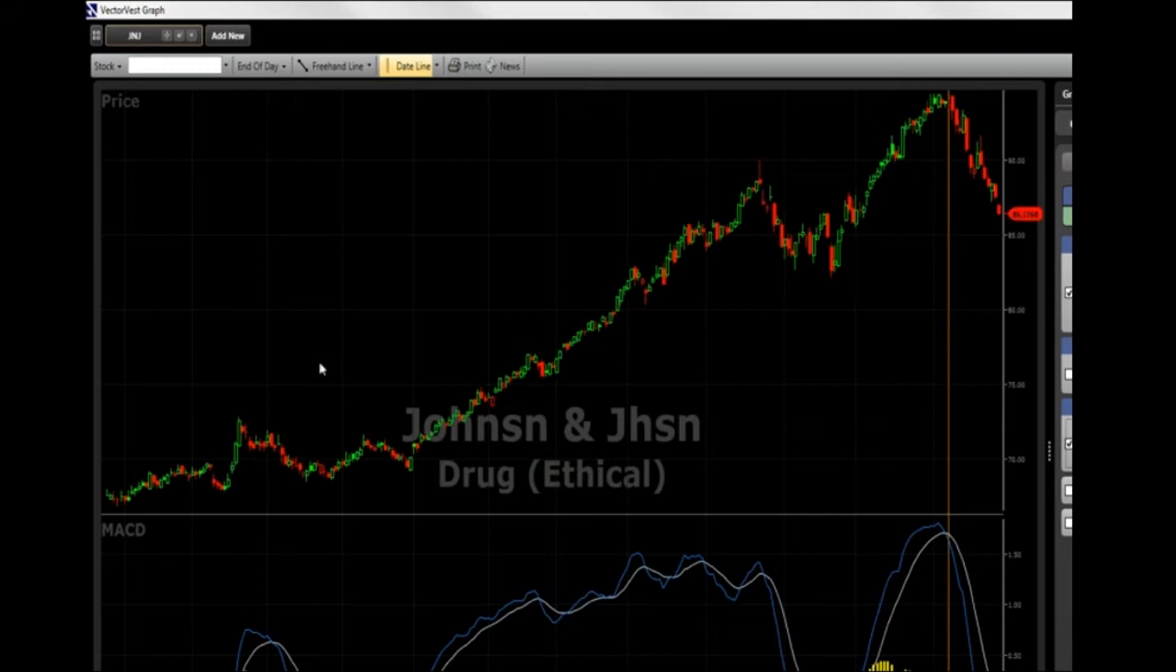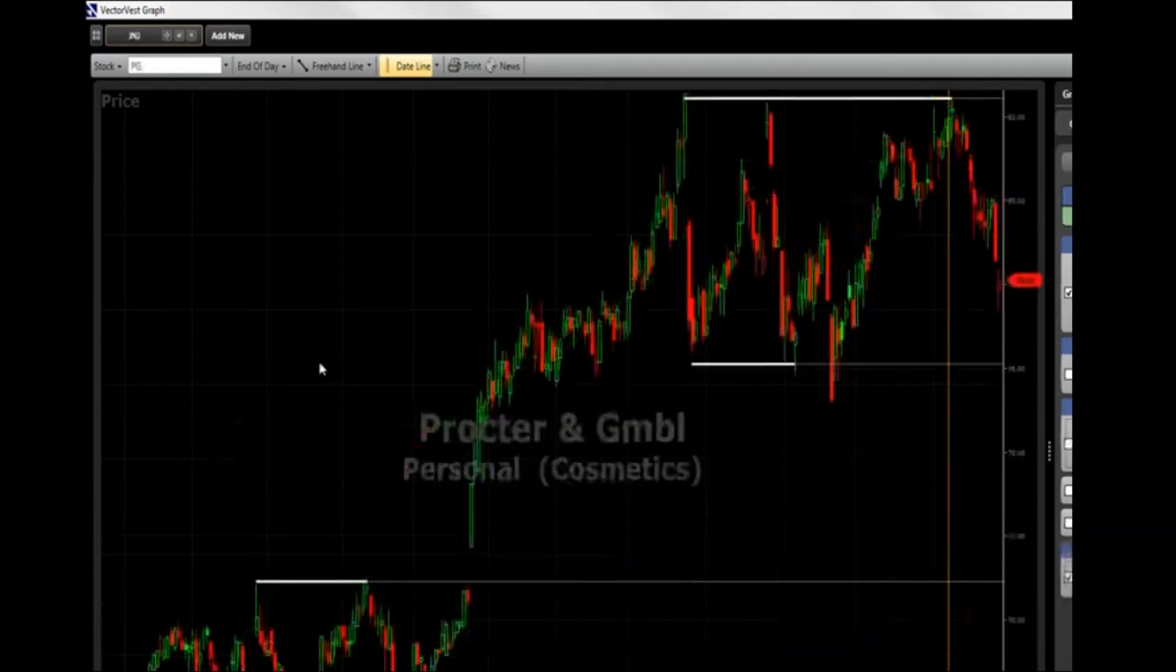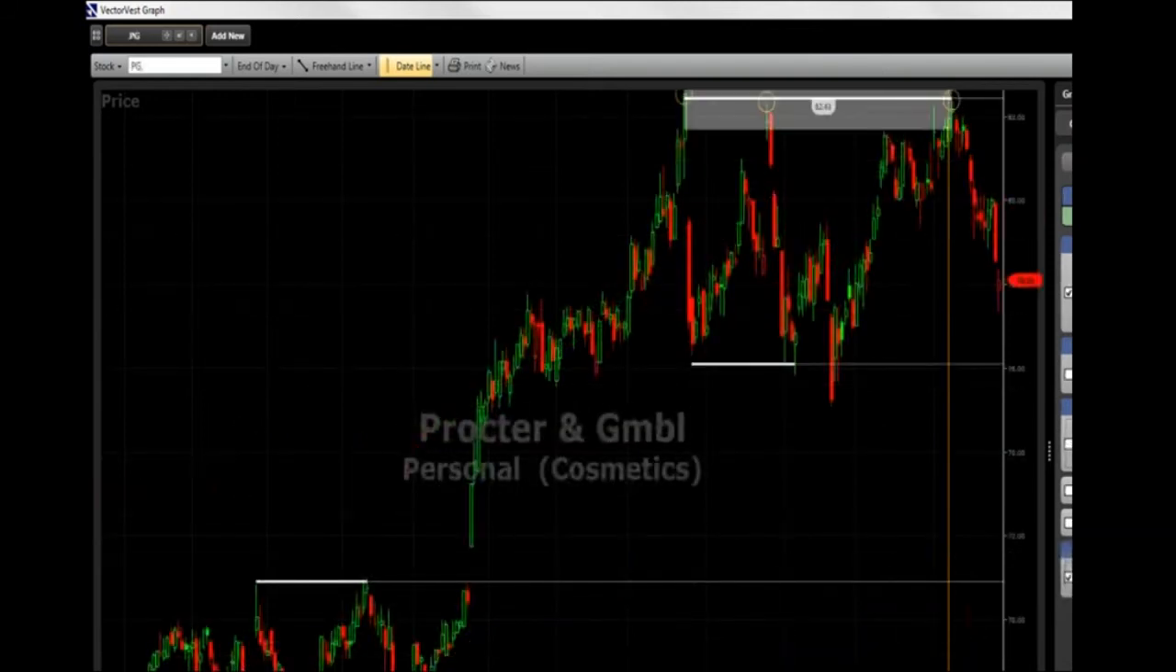So our next indicator that we're going to go over is going to be support and resistance. Another very popular trading technique, and one of the great things about VectorVest is we have a way to automatically draw the support and resistance lines for you. So that's what you're seeing on your screen. These are just the automatic program-generated ones.